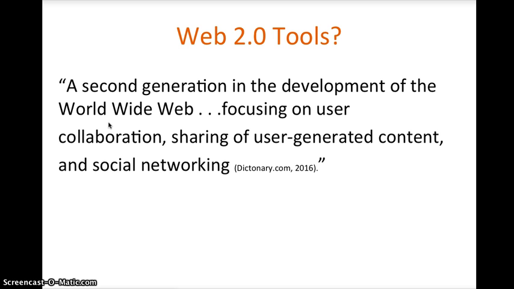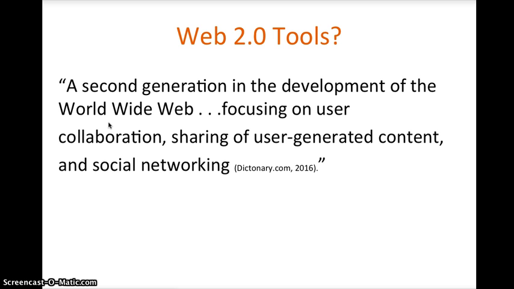So what are Web 2.0 tools? Well, the official definition is a second generation in the development of the World Wide Web. That's what we called the internet back in the dinosaur age, focusing on user collaboration, sharing of user-generated content, and social networking. So Web 1.0 essentially was just the internet with not a lot of collaboration going on or interaction. So the idea of social media, when you have this interaction happening between devices, between people, it wasn't always like that with the internet.